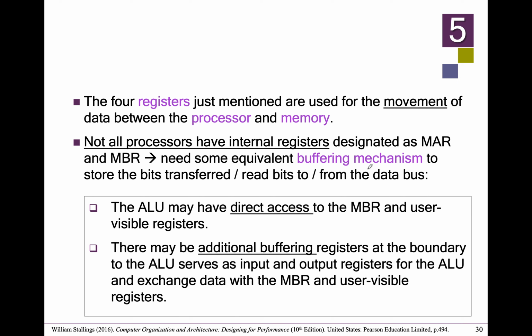The four registers just mentioned are used for movement of data between processor and memory. Not all processors have internal registers designated as MAR and MBR, but they need some equivalent buffering mechanism to store the bits transferred, to read bits to and from the database. The ALU may have direct access to MBR and user-visible registers. There are many additional buffering registers at the boundary to the ALU that serve as the input and output registers for the ALU and exchange data with MBR and user-visible registers.